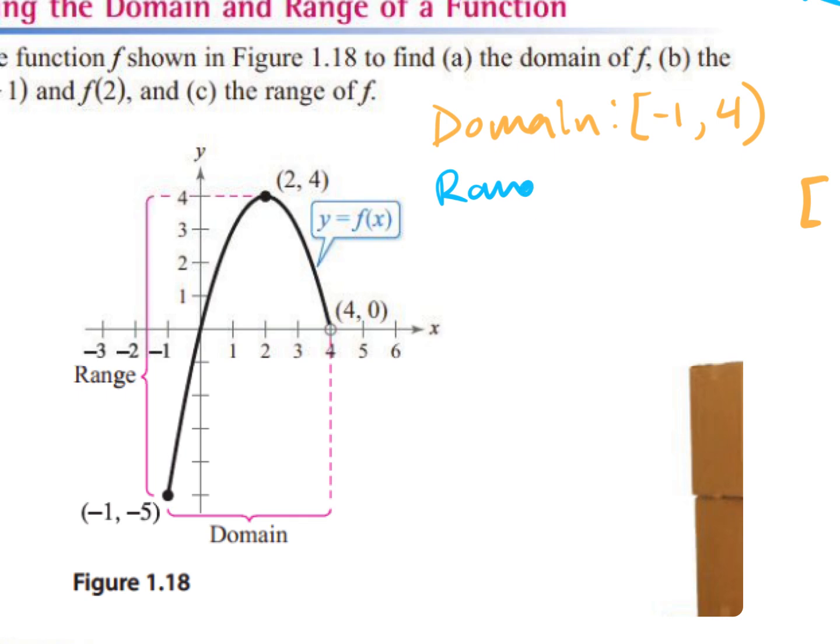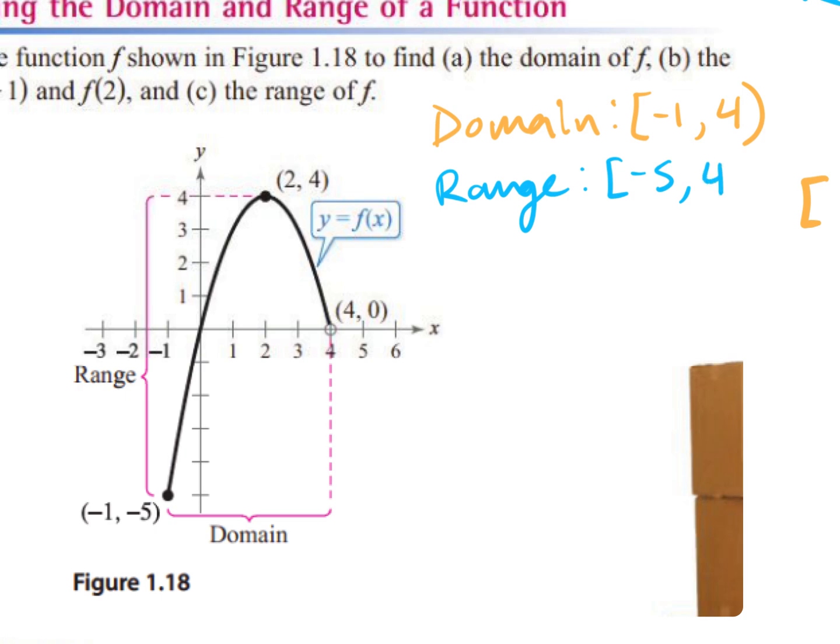We're going to do the same thing for our range, but range is y values. So we're going to start at the bottom and go to the top. So what is the smallest y value that our graph has? -5. Awesome. It's a closed circle, so we'd put a bracket, -5. What is the largest y value that our graph has? 4.